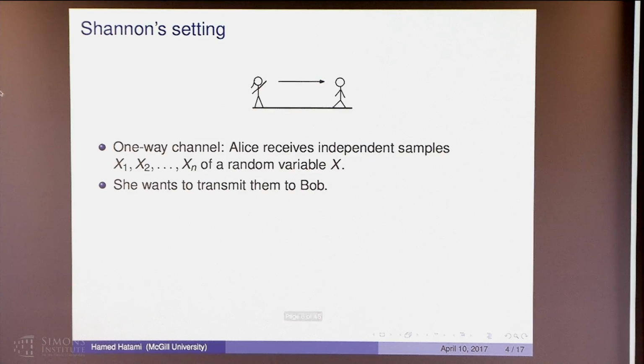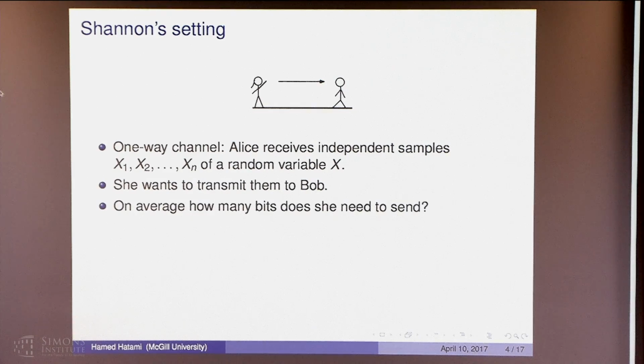So what is Shannon's setting? We have two players, Alice and Bob. This is Alice, and say this bald one is Bob. There's a one-way channel. Alice is receiving many samples from a single random variable x. These are independent samples, so they have the same distribution, but they're independent. She wants to transmit these to Bob. So she wants to send one message from which Bob is supposed to recover x1 to xn. With some small probability, he might say he can't recover, or he might recover something wrong. The question is, how many bits does she need to send on average as n grows, so asymptotics with respect to n?